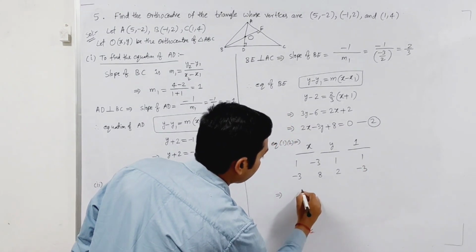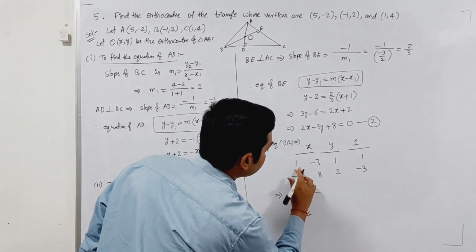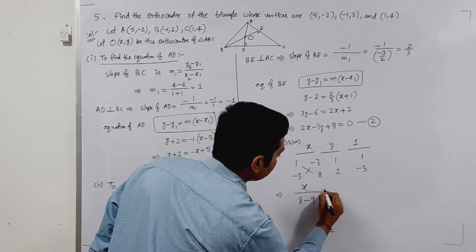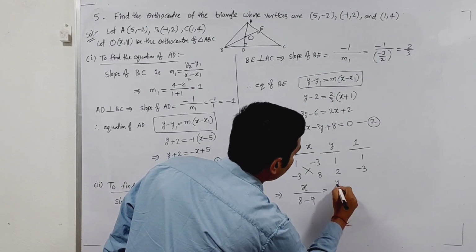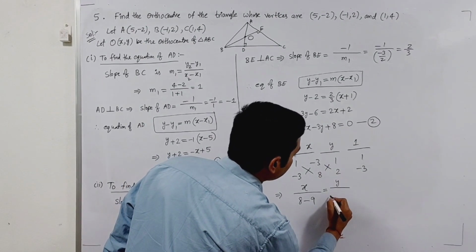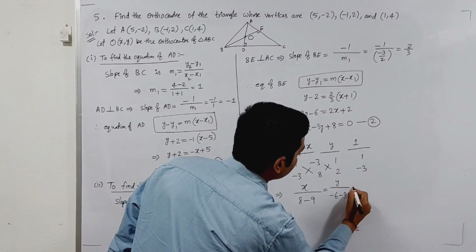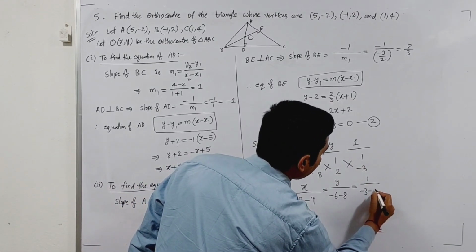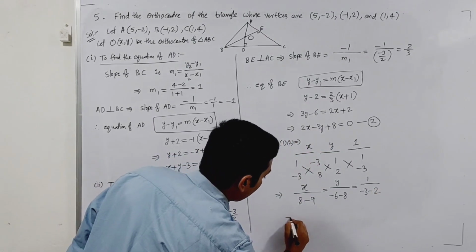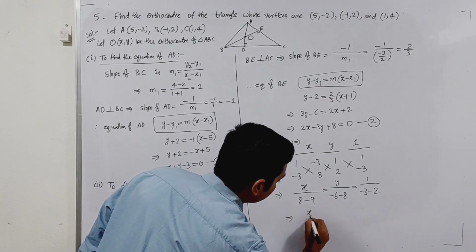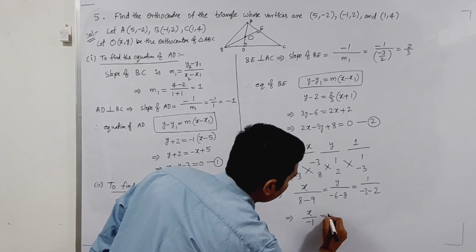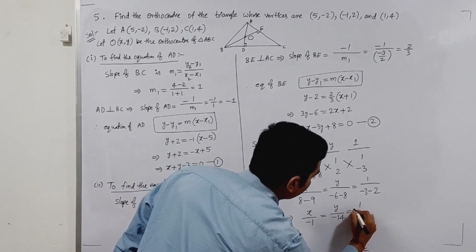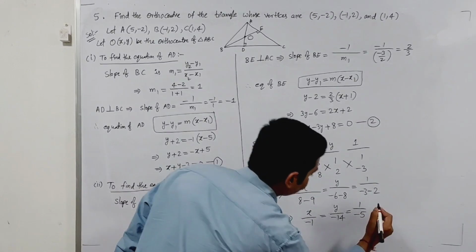That implies x by how much here? AD minus BC, 8 minus 9, is equal to y by AD minus BC, minus 6 minus 8. Here 1 by the same AD minus BC, minus 3 minus 2. From this, x by minus 1, y by minus 14 and 1 by minus 5.